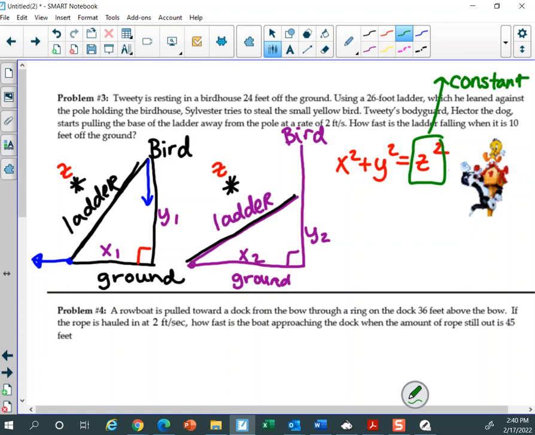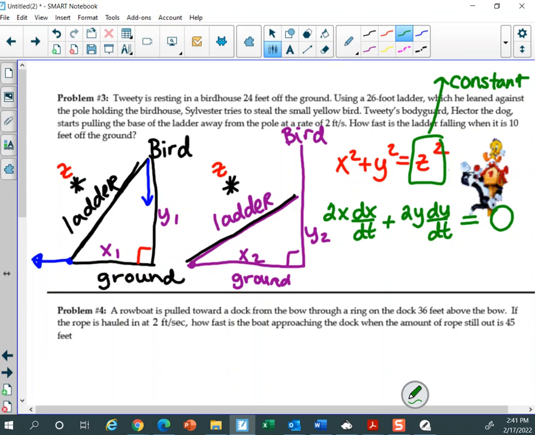z is constant, right? z is the ladder. So when I take the derivative, 2x dx/dt plus 2y dy/dt equals 0. Why 0? So the constant, take the derivative of a constant, you get 0. Okay.